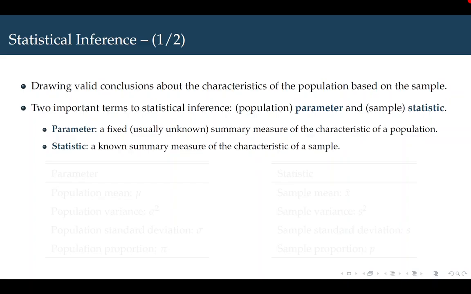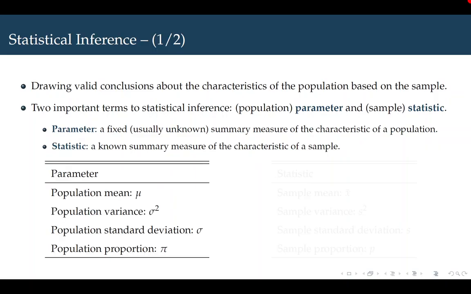Statistical inference is a method of drawing valid conclusions about the characteristics of a population based on the results obtained from a sample. And there are two important terms that are essential for statistical inference. These are population parameter and sample statistic. Population parameter is a fixed, usually unknown summary measure of the characteristics of a population.